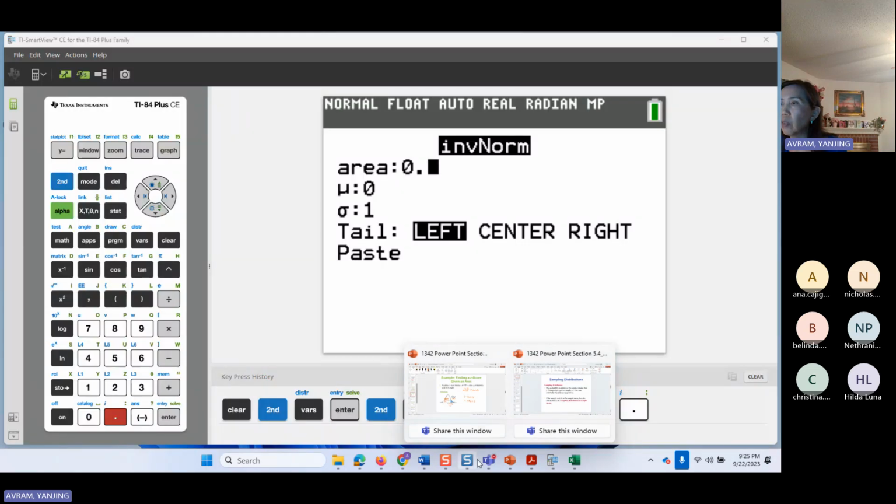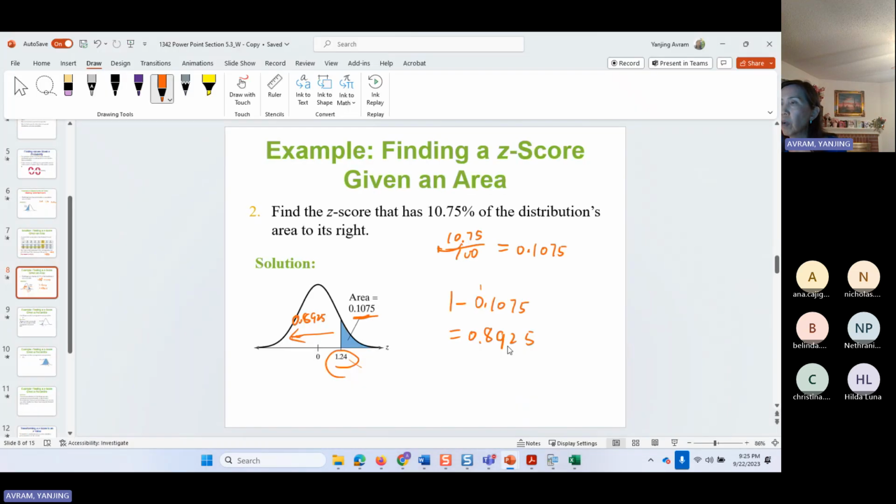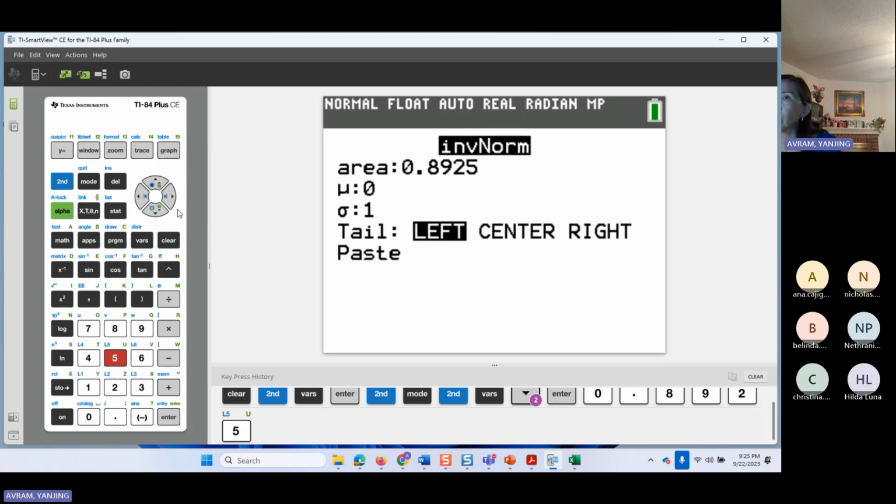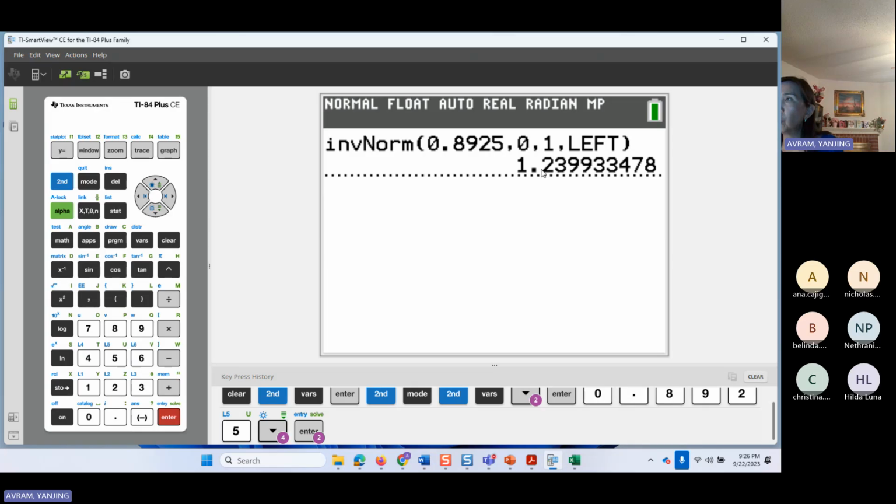For this one, the area to the left is 0.8925. The default is to the left. Then we want to put this into the standard normal distribution, so you just paste it there and hit enter. You round to 2 decimal points. This calculator gives you a lot of decimal places, but we just round to 2 to match the table. So that would be 1.24.